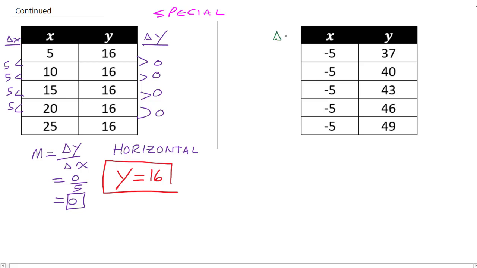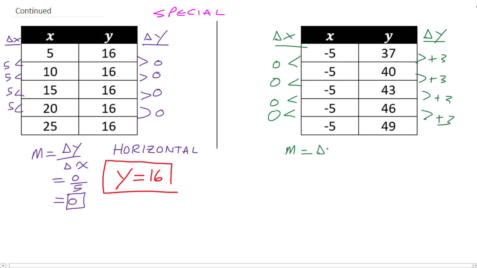So, change in x, change in y. All right, what are we doing here? On this side, nothing's changing. Minus 5, minus 5, minus 5. It's the same number. There's no change. On the other side, it looks like I'm going up 3 each time, so there is a change. All right, so if I were to write the slope out, not noticing anything was weird yet, change in y over change in x, and I sub it in, I'm going to get 3 divided by 0.